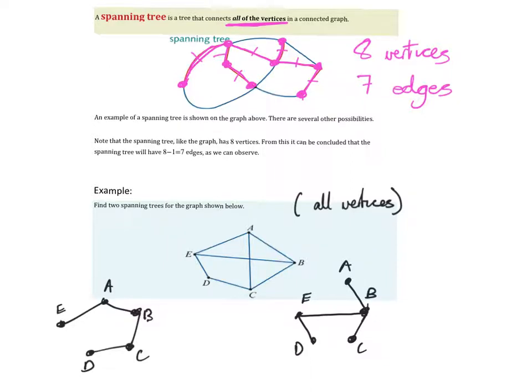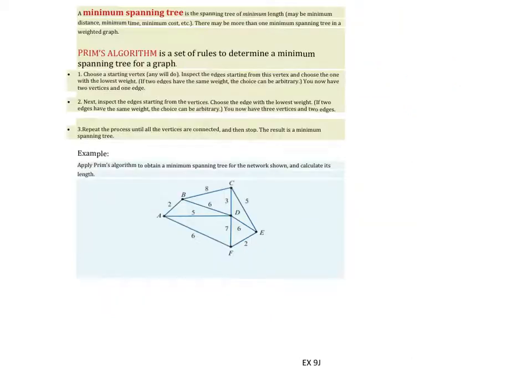So you can see there I've used all my vertices. I haven't created any loops or multiple edges or cycles, so that is a spanning tree. There are many, many more. You have a go at drawing a couple. Obviously, there are many spanning trees in our graph.